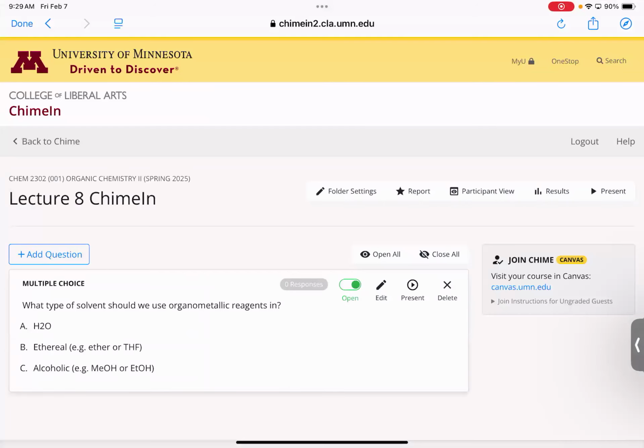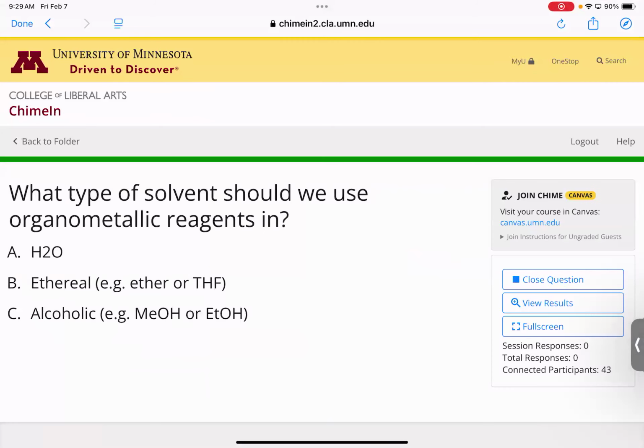So the question is giving you a couple of solvents that are pretty common in organic chemistry. We have water, something that's an ether or an ethereal solvent, or something that's an alcohol. What do you think? Based on what we just learned, what kind of solvent can we actually run these reactions in? As always, you're welcome to check with the person next to you and see if your rationale makes sense.